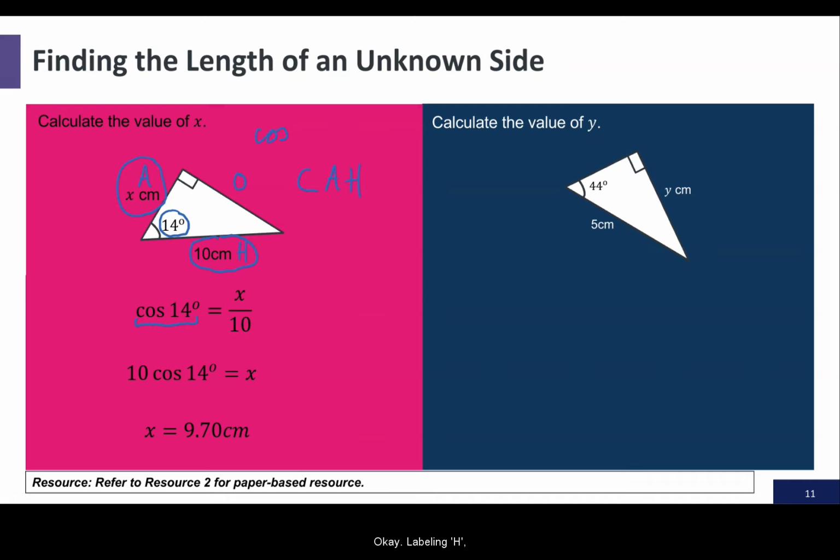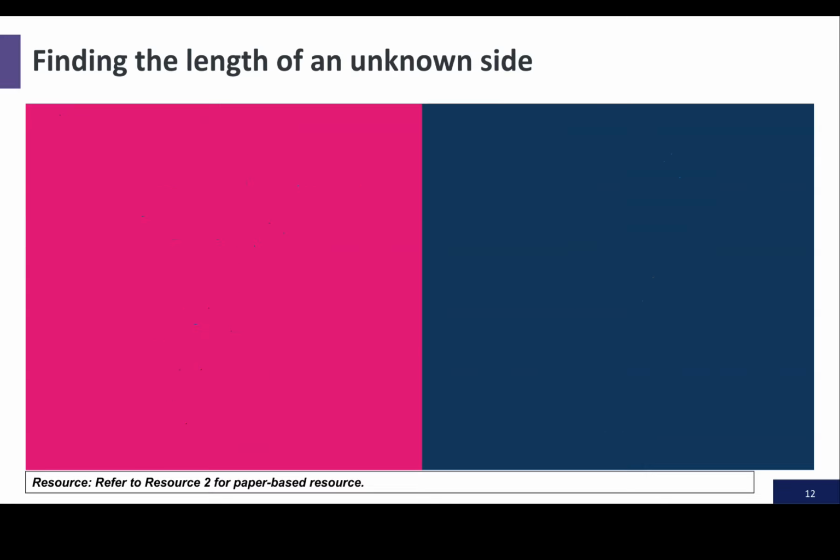Okay, labeling. H, O, A. So this is a sine, and here's the solution. Here is another example.